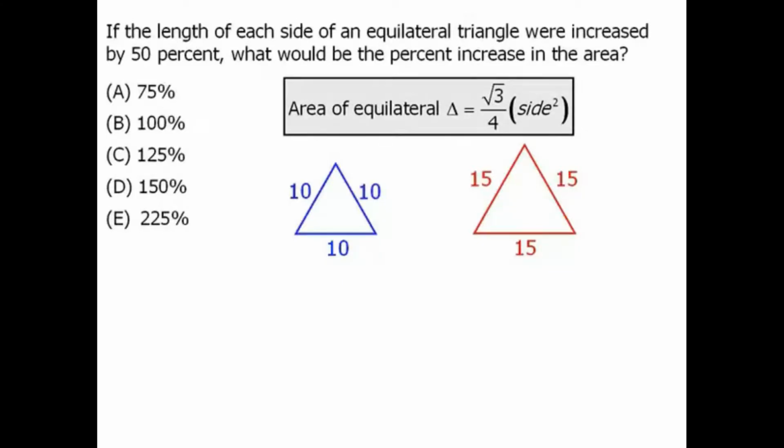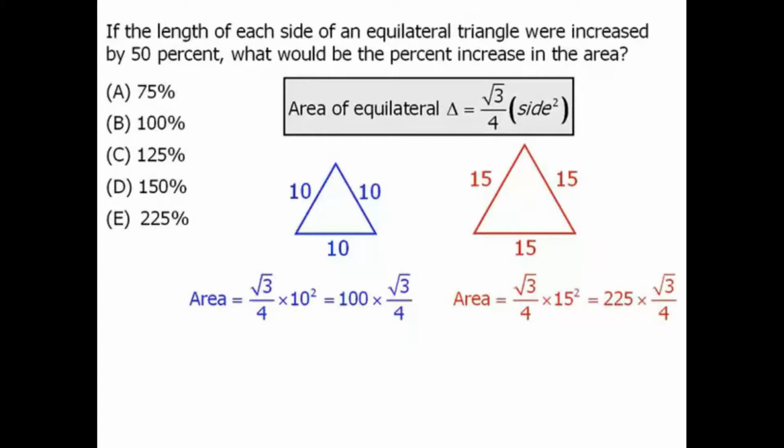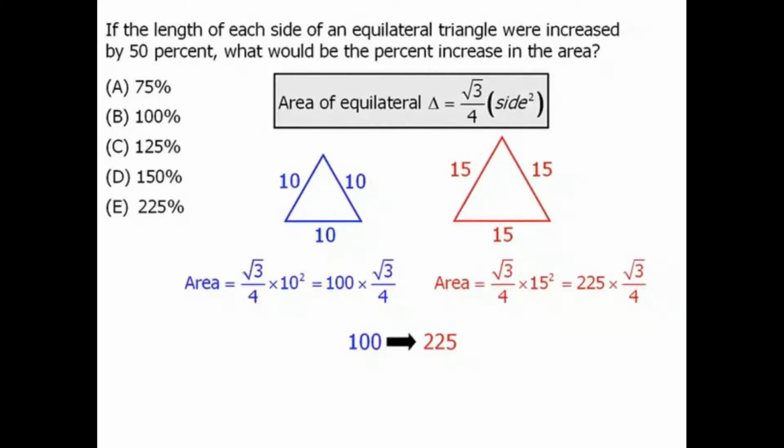When we plug our information in for the blue triangle, we get the following area. And when we plug our information in for the red triangle, we get this area. Notice that both areas are products involving root 3 over 4. Since we want to determine the relative increase in areas, we can ignore these and consider the areas to increase from 100 to 225. To calculate the percent increase then, we need the change in area divided by the original area. This is equal to 125 over 100, and when we convert this to a percent, we get 125%.